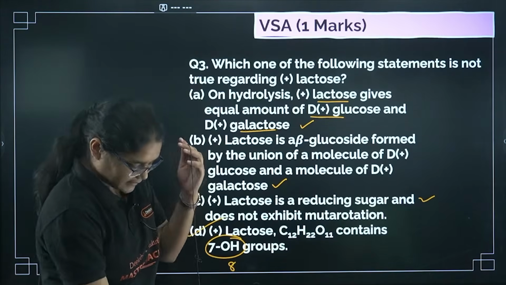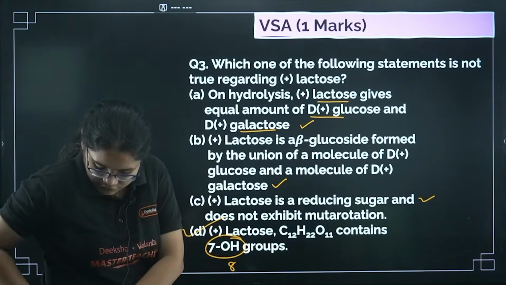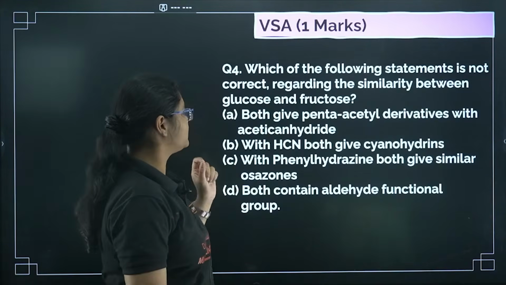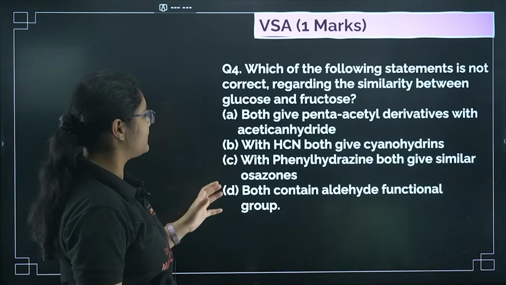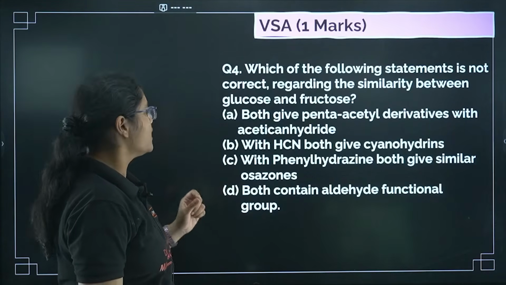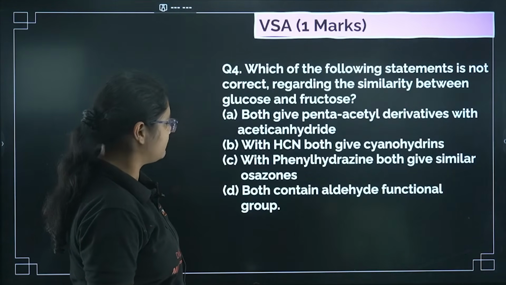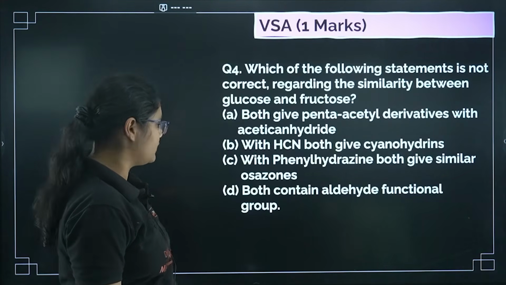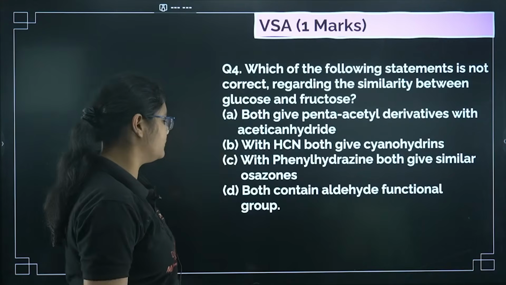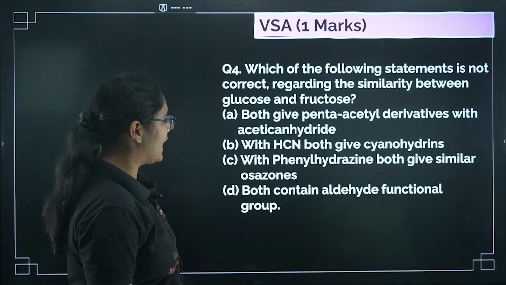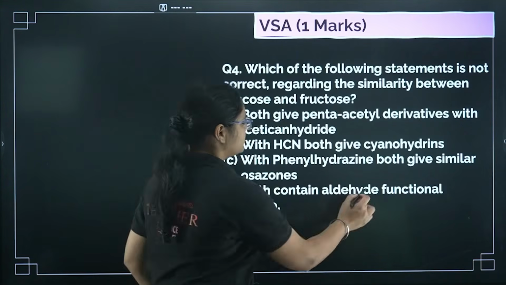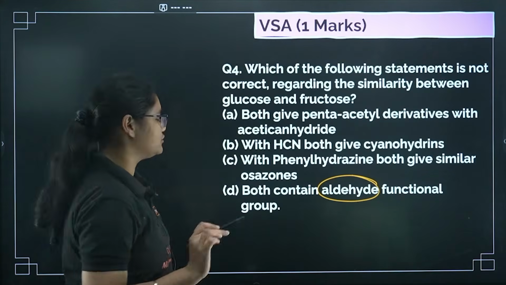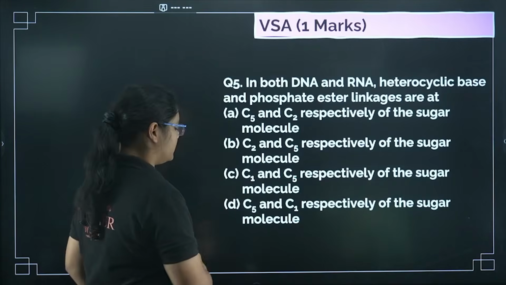Okay, let's see the next question. Which of the following statements is not correct regarding the similarity between glucose and fructose? Both have pentaacetyl derivatives with acetic anhydride. With HCN, both give cyanohydrin. With phenylhydrazine, both give similar osazones. Both contain aldehyde functional group. This is not a similarity because fructose contains a ketone functional group. So that is why option D here.